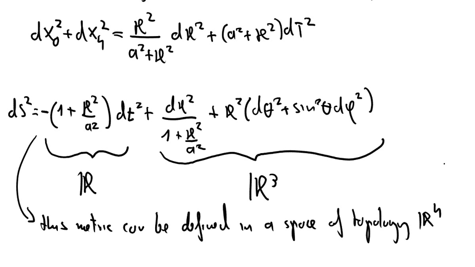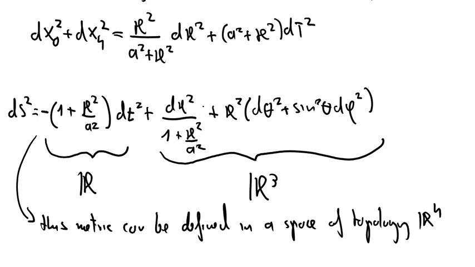Anyway, so this is our metric, and this is a metric in a space of topology R4. Okay, so this is all very beautiful, and you can check that this is indeed a space of constant sectional curvature. It's just a computation. Now that you have the metric, you can compute the Riemann tensor, the Ricci tensor, the scalar curvature, and you get all the properties which a space of constant sectional curvature satisfies.